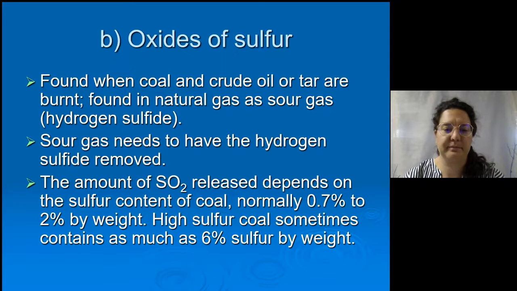natural gas. Now, the amount of sulfur dioxide released depends on the sulfur content of coal, which can typically be 0.7 to 2%. But high sulfur coal can contain as much as 6% sulfur by weight. Now, when we talk about natural gas, typically natural gas is considered a cleaner energy source because we can remove that hydrogen sulfide from it.